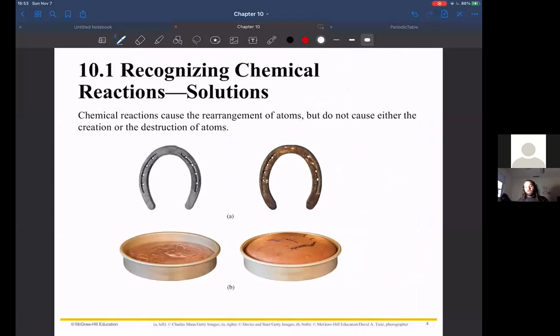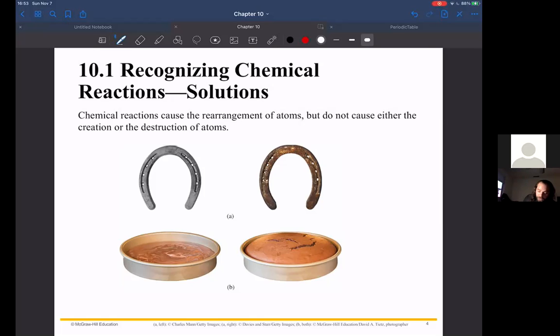The essence of a chemical reaction is the making and breaking of covalent bonds. So being able just to identify processes, it's not a chemical reaction unless there's a rearrangement of atoms, unless there's a making and or breaking of chemical bonds.